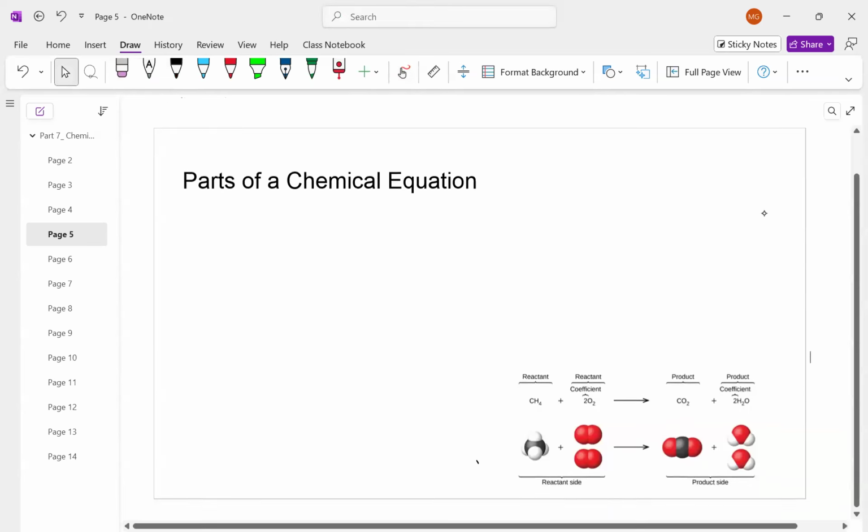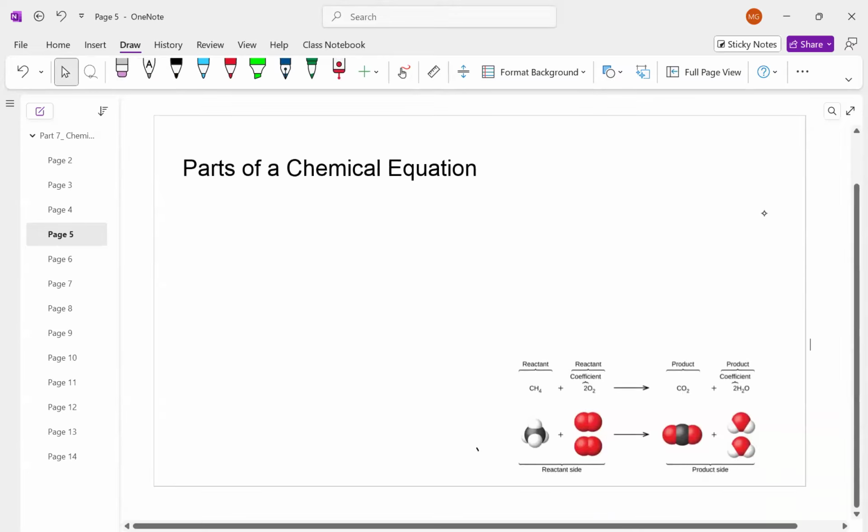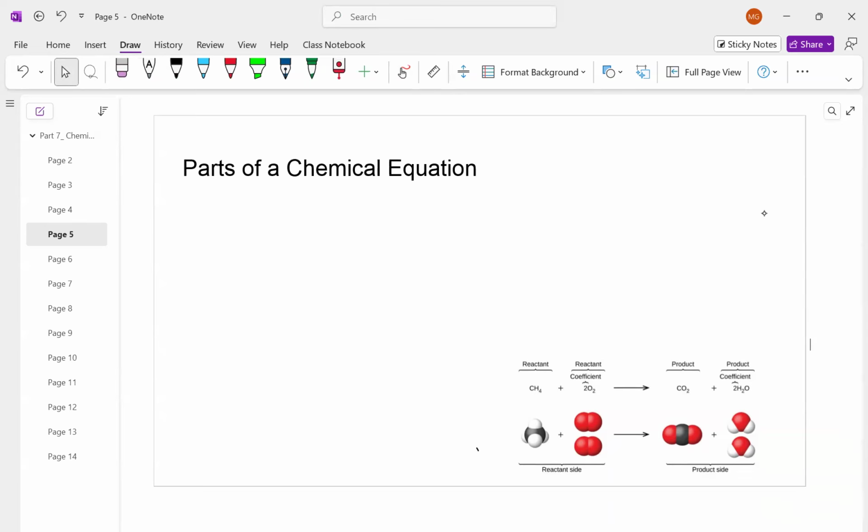All right, so before we get to actually drawing chemical equations from scratch or from reading a reaction, let's talk about the parts of a chemical equation. And to do this, I'm just going to look at the combustion of methane, or the burning of methane gas. So methane is CH4, and that reacts with oxygen, and it produces carbon dioxide and water.